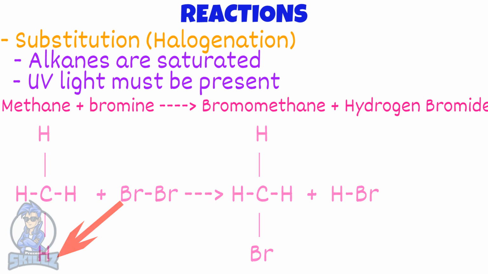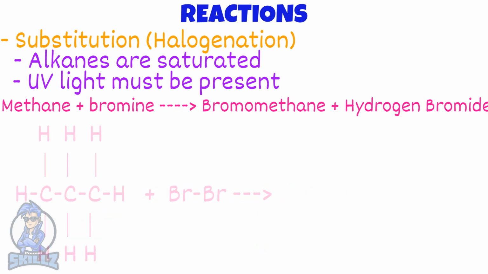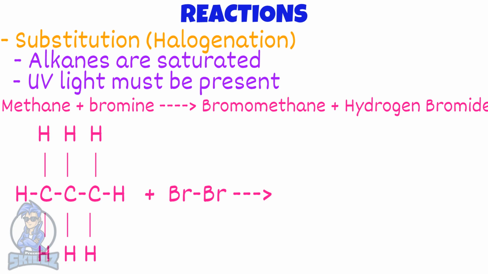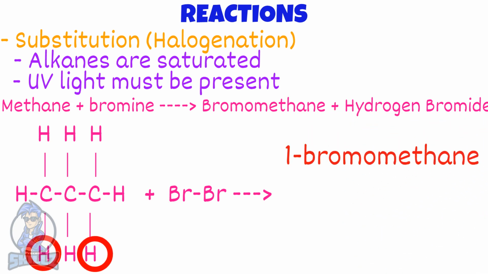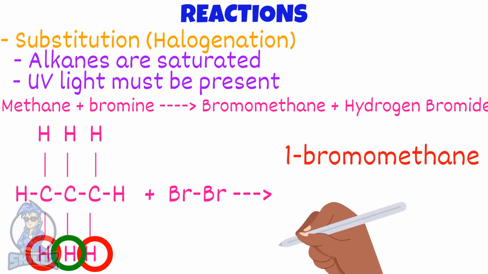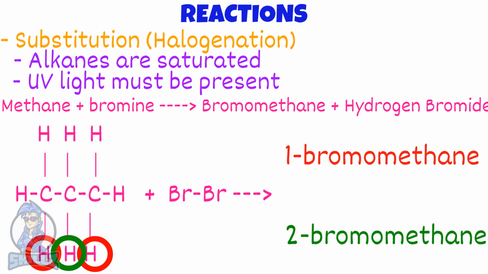Let's take a look at another example. Propane plus bromine. How will you know which hydrogen's place this bromine is going to replace? You will know that from the name. If the bromine replaces a hydrogen in the first carbon, it's called 1-bromo. If the bromine replaces a hydrogen in the second carbon, 2-bromo, and so on. Remember, this applies to all the halogens, group 7 elements, reacting with an alkane.